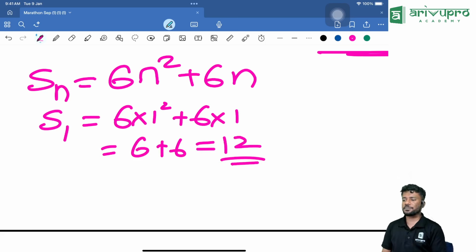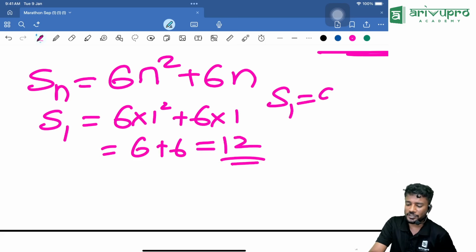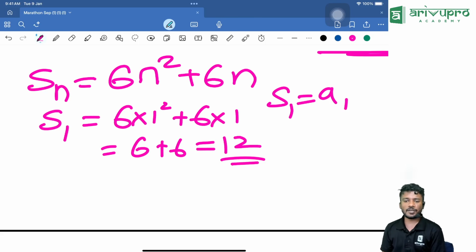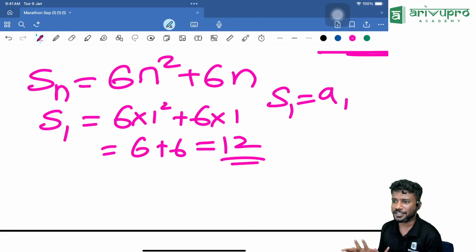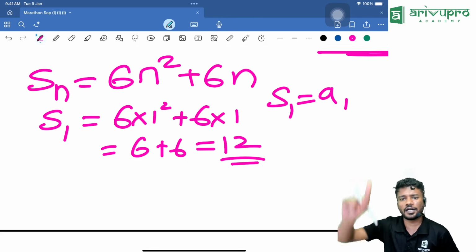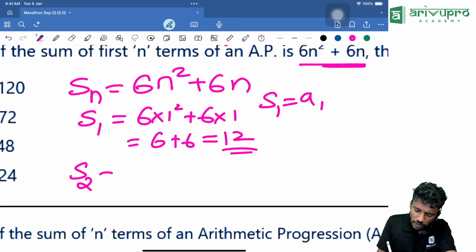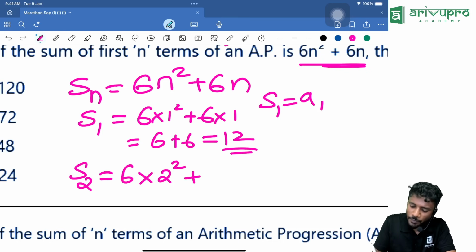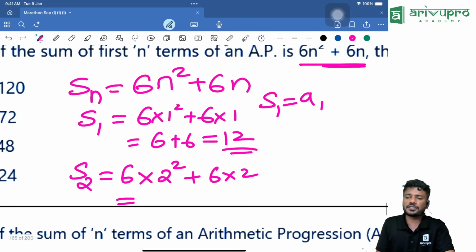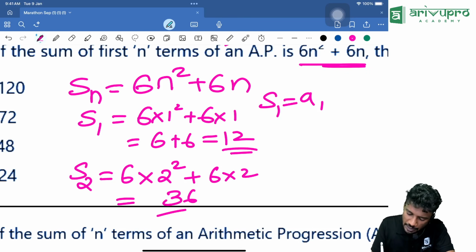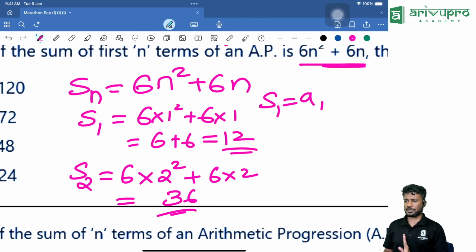So, the first term is nothing but the sum of the first term. Am I correct? S1 is equal to A1. That means only one term is there. Even if we add that term, only one term is there, right? No one else is there. So, S1 will be equal to the first term itself. Now, the second question. S2 is what? Instead of n, you will put 2. That means 6 into 2 square plus 6 into 2. How much is it? 24 plus 12 is how much? 36. Now, S2 is 36.